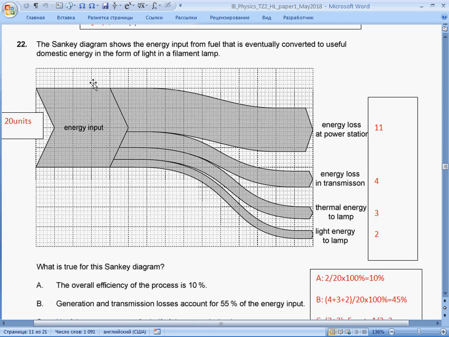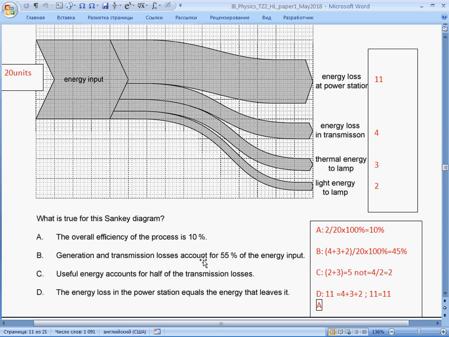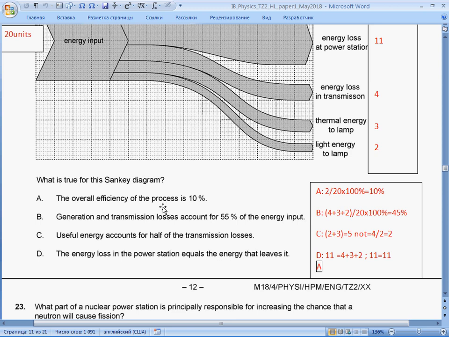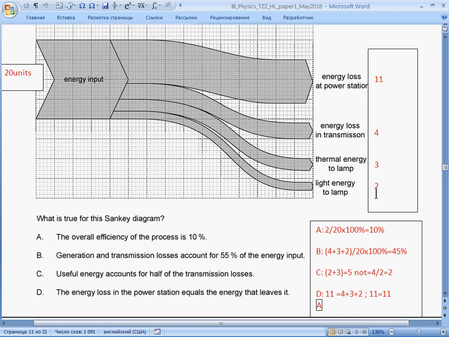So we have here a Sankey diagram, input from fuel and light on the filament. Which is true for this Sankey diagram? So input is 20 units, output here 11, 2, 4, 3 and 2. I checked and I found that overall efficiency is 10%. 2 is useful output, 20 is total input, so 10%.